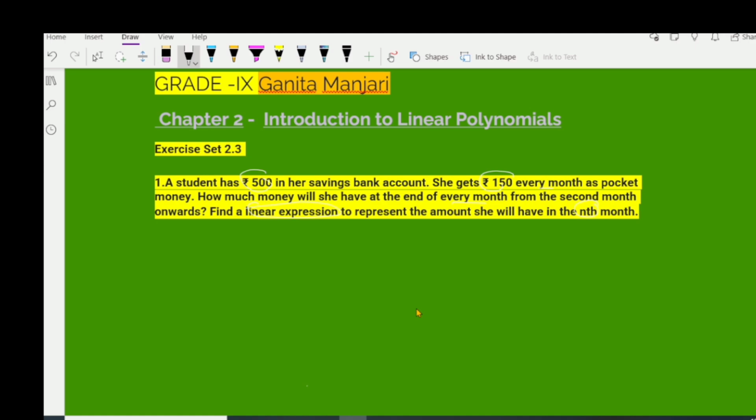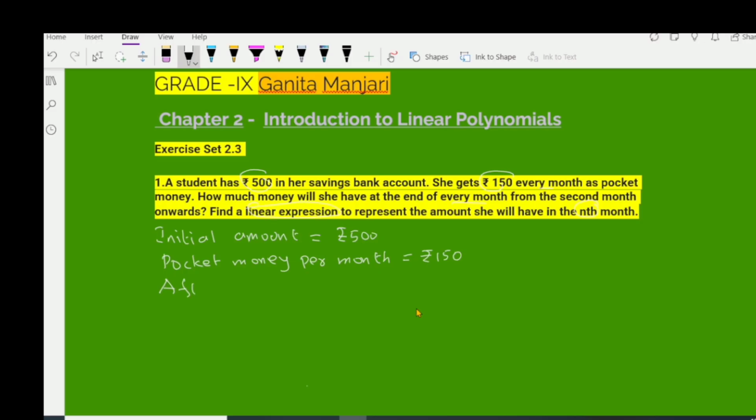So 500 rupees is the initial amount. So initial amount is nothing but rupees 500. Then pocket money per month. She is getting rupees 150. So second month onwards, they are asking, no. So we will find the pattern for the nth month.